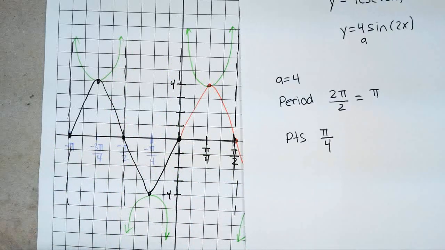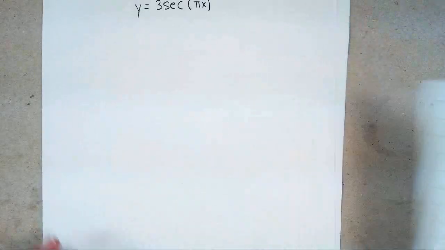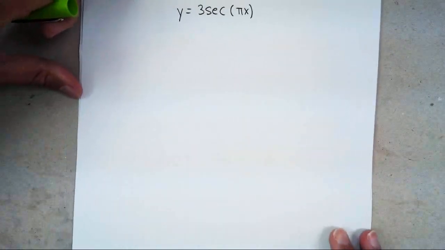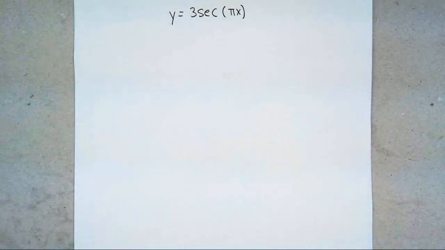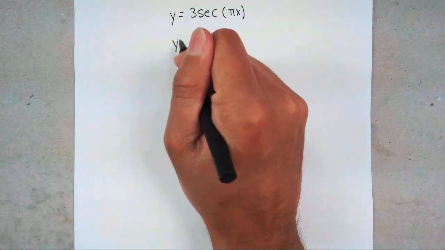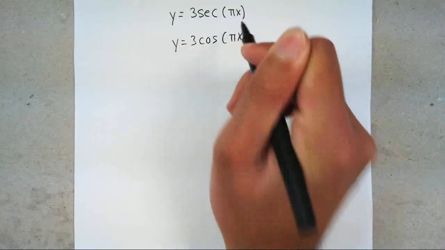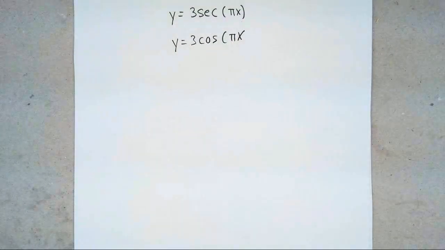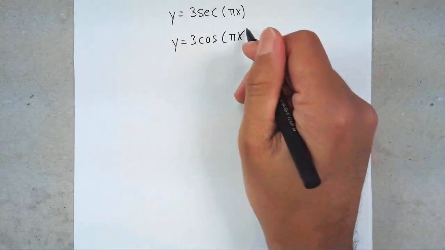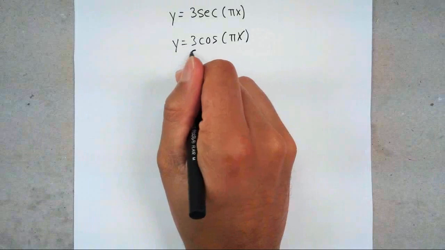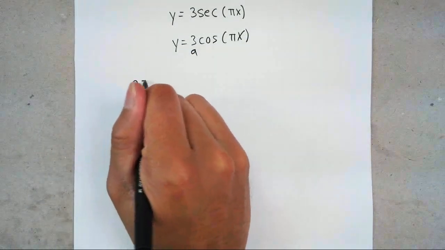Okay? So let's do one more. Well, in the last video, we actually went ahead and graphed 3 secant 2x. But actually we didn't. What we did graph was y equals 3 cosine pi x. And then once we graphed that one, we had to figure out what's our a, what's our period, what's our points. Well, remember, the a is a number in front of cosine, so your a is equal to 3.